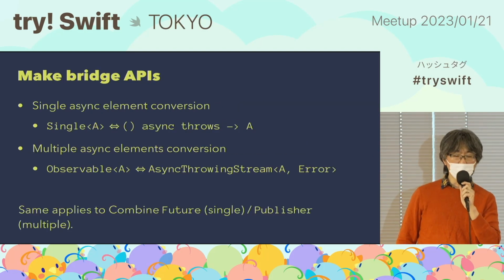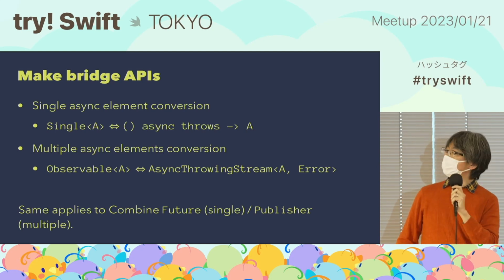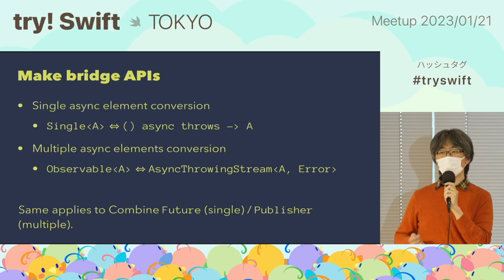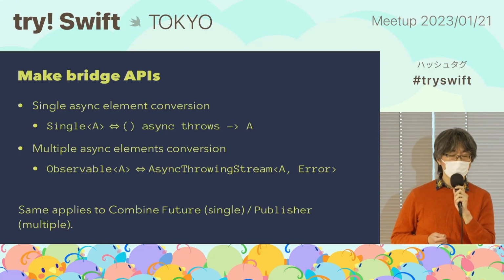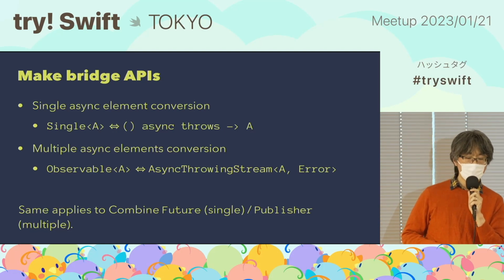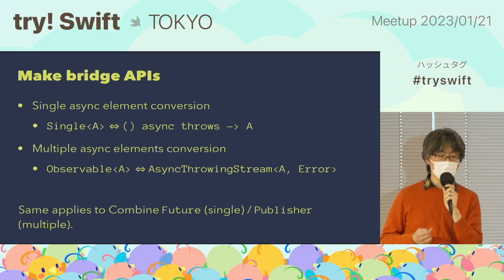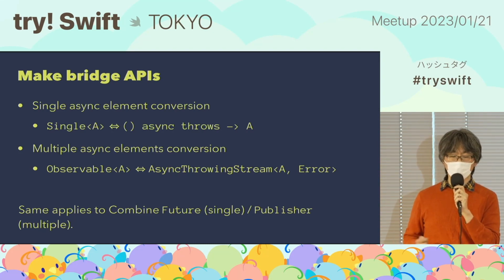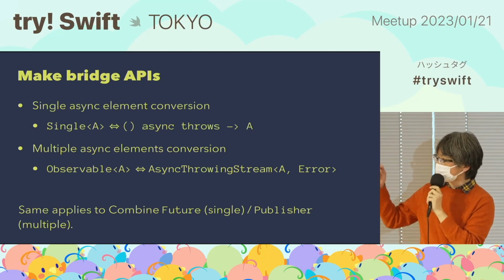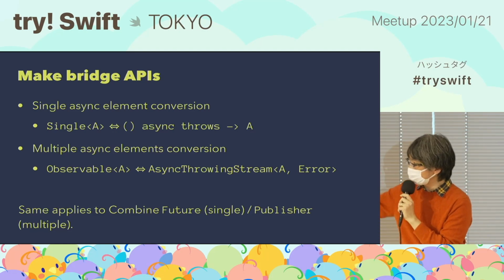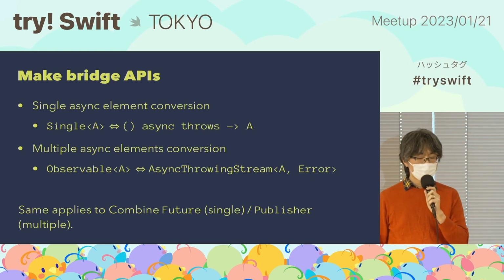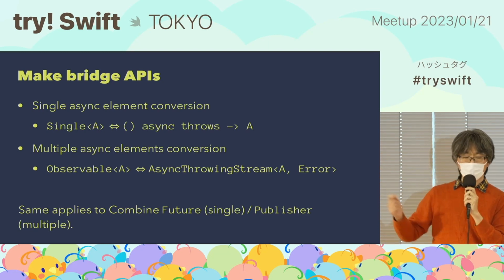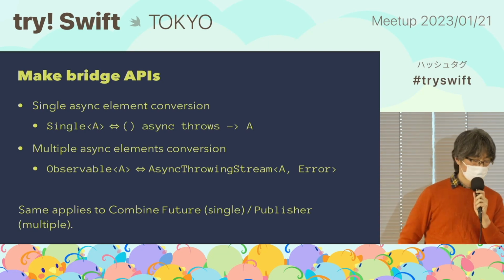So first, bridging APIs. Let's take a look. If we remember RxSwift, we have the Single class for a single async element and Observable for multiple elements. And we want to convert those into Swift Concurrency's APIs and vice versa. Our question is, what types do these correspond to in Swift Concurrency? Well, Single corresponds to an async throws function, and Observable corresponds to AsyncThrowingStream. Since we want conversion in both directions, we will need 4 APIs in total.